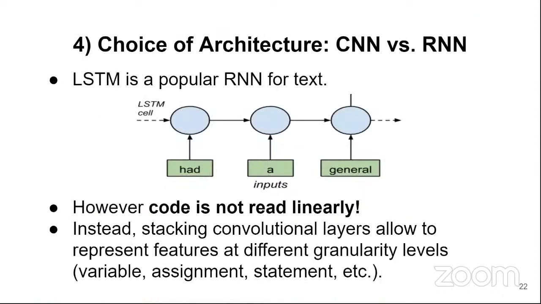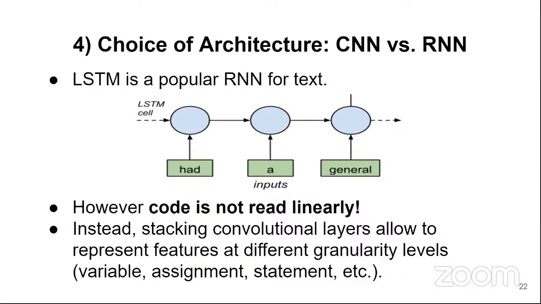The last challenge I want to discuss concerns the choice of the deep learning architecture. Recurrent neural networks, such as LSTMs, are very common in natural language because they nicely represent the input as a sequence and read it linearly, which is somewhat similar to the way people read an English sentence. However, source code is generally not read linearly. Instead, developers often read source code jumping from one location to another and look at it at different levels of granularity, focusing, for example, first on a variable or a statement and then looking at the global situation in a code block, etc.